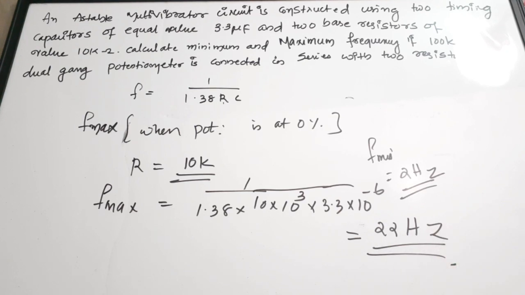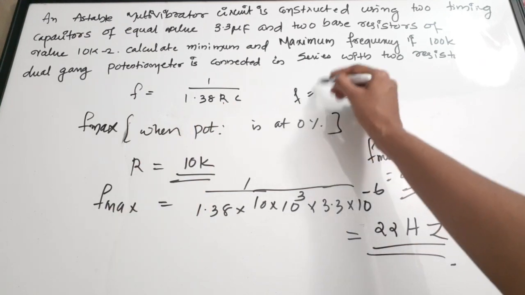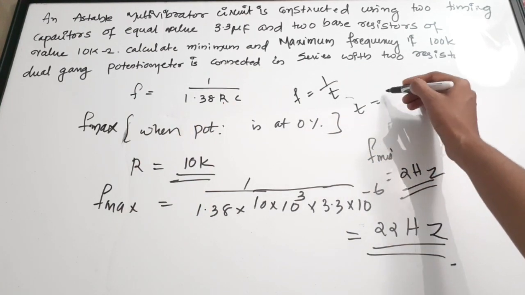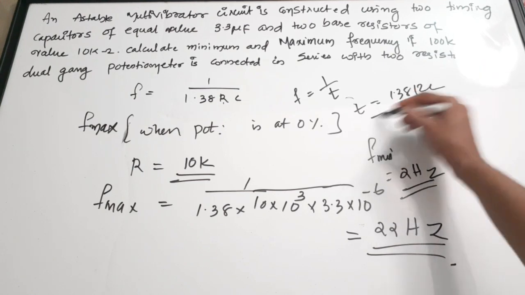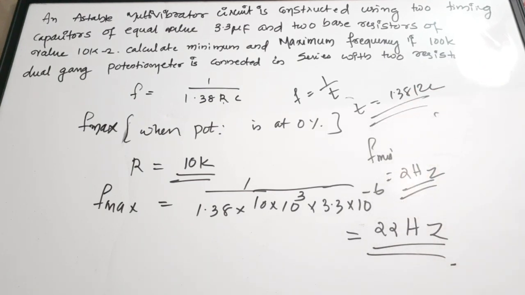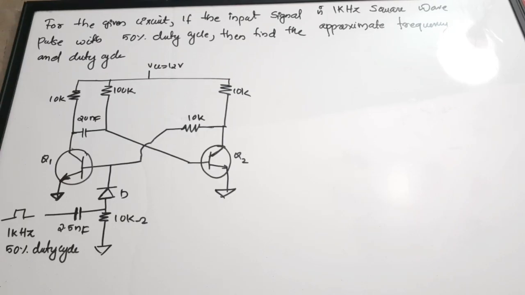So the only equation you should know is F equal to 1 by 1.38 RC. So F is equal to 1 by T, where T is equal to 1.38 RC. So the answer is 2 hertz minimum and maximum is 22 hertz. The next question is given on the board.